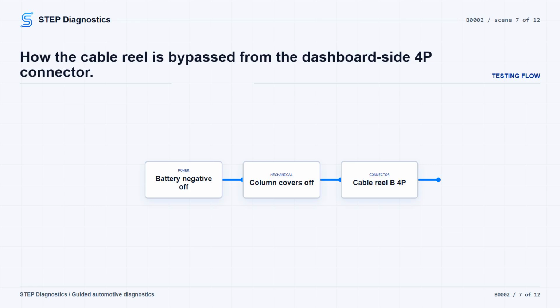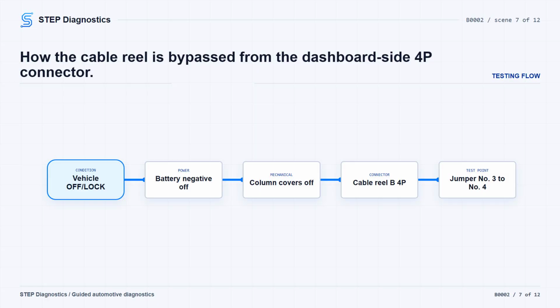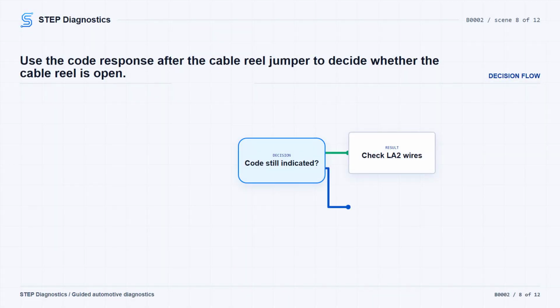Turn the vehicle to OFF or lock mode. Disconnect the negative cable from the 12-volt battery and wait at least 3 minutes. Remove the jumper from the driver's airbag second inflator 2P connector on the cable reel harness. Remove the column covers, then disconnect cable reel connector B, the 4P connector, on the dashboard wire harness. Jumper terminal A to terminal B at that dashboard side connector. Terminal A is connector B no. 3 and terminal B is connector B no. 4. Reconnect the negative cable to the 12-volt battery.